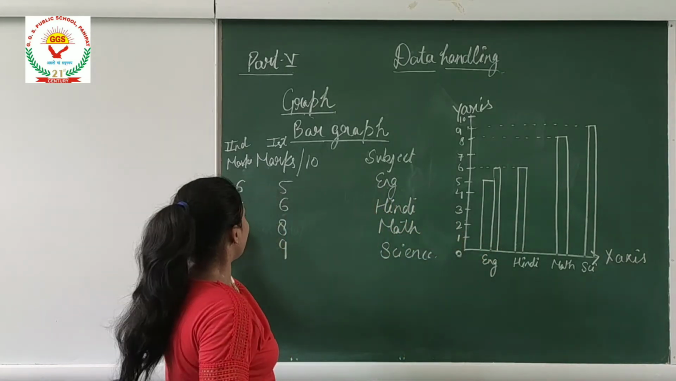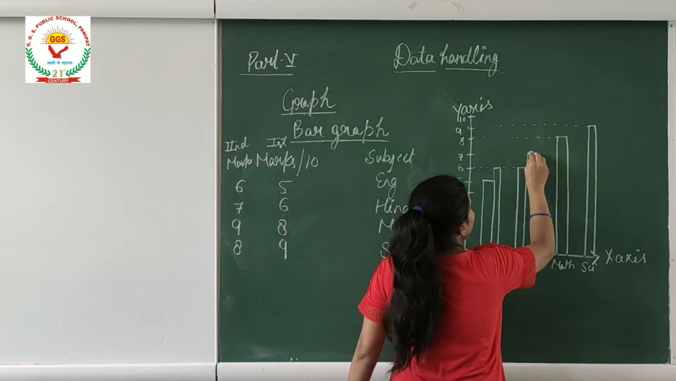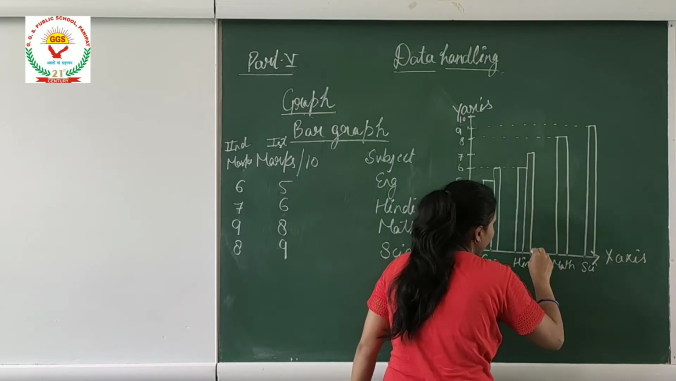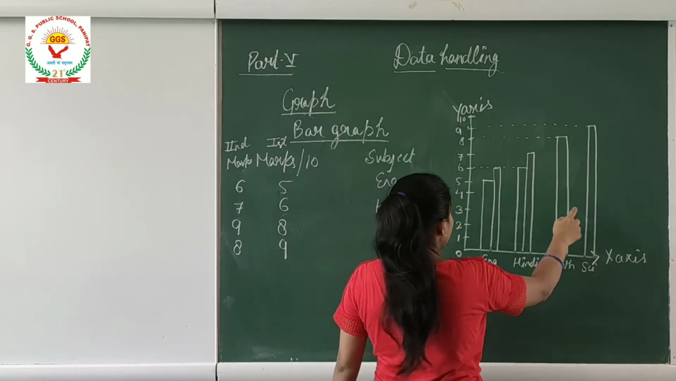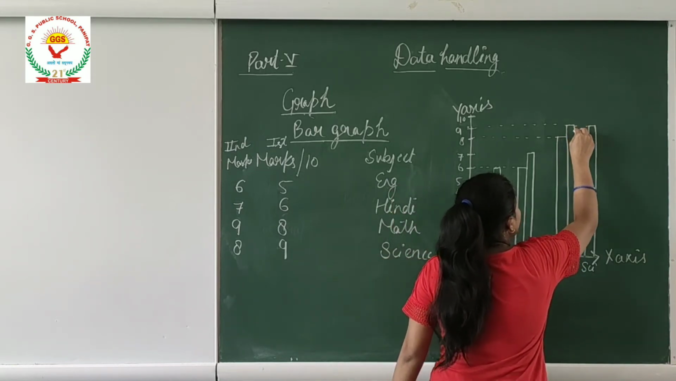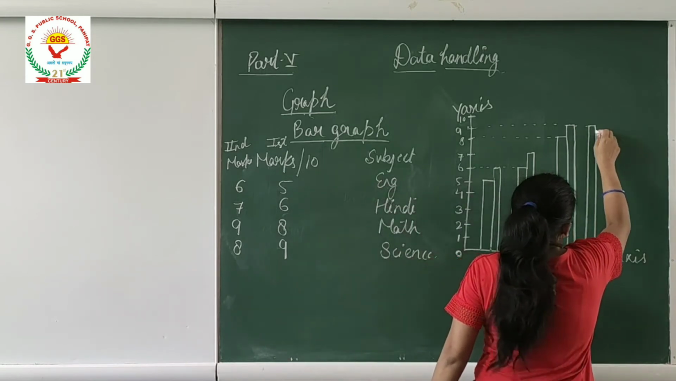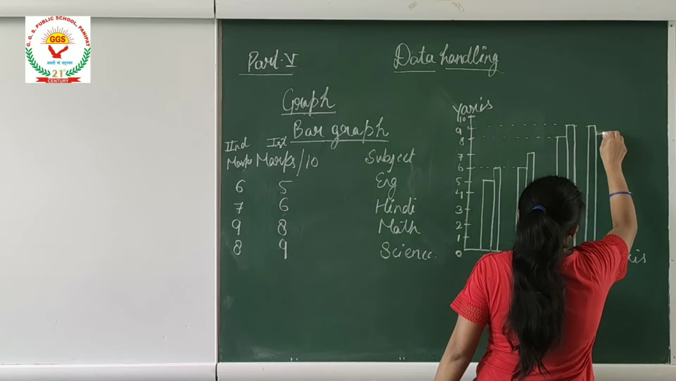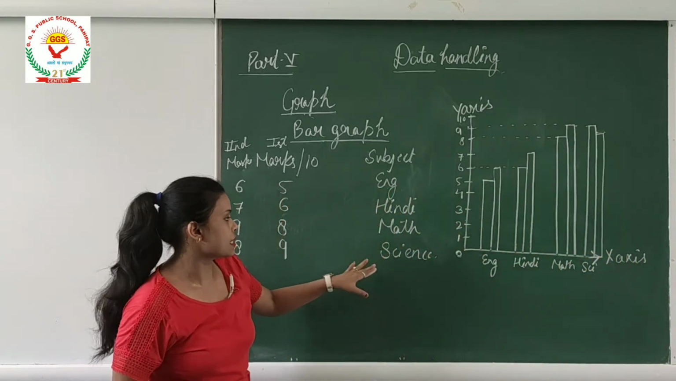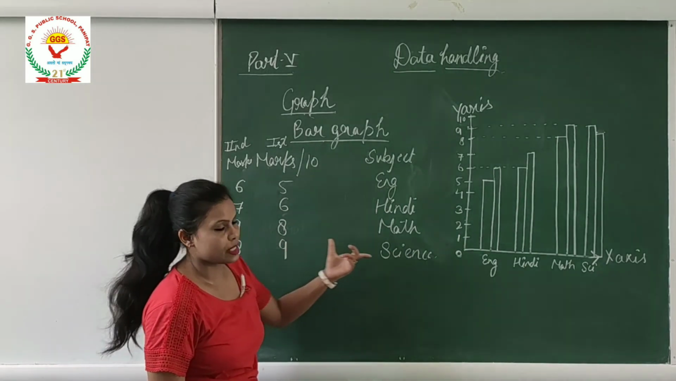Now Hindi consists of 7 marks. We will again draw the bar along with the first one. Math consists of 9 and science consists of 8 marks. So this is how we represent the data if we have 2 entities to represent.